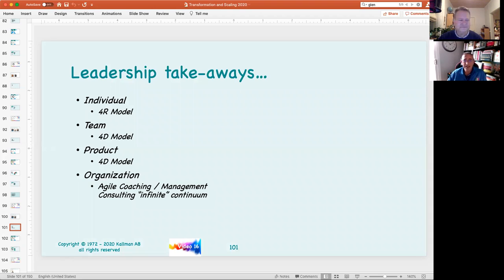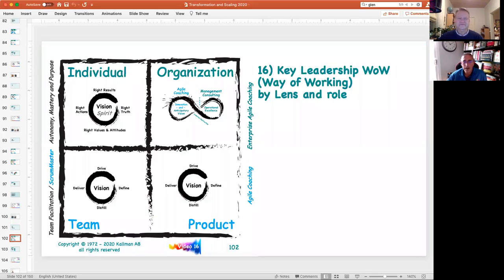So today we're going to talk about these tools that we use through the lenses: the 4R model, the 4D model in both the team and the product spaces, and then how we look at this continuum from coaching to the management consulting side in the organization. So we look at those lenses, and what we're talking about is how these tools, which I often in my work just refer to as the models, apply within each lens.